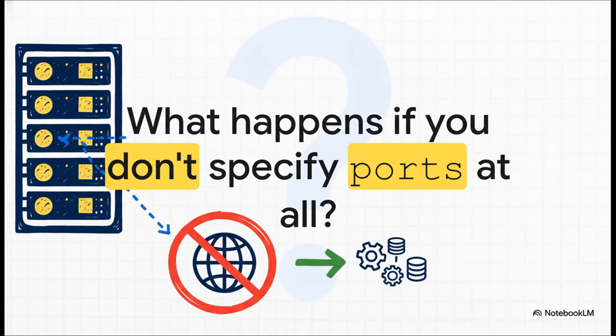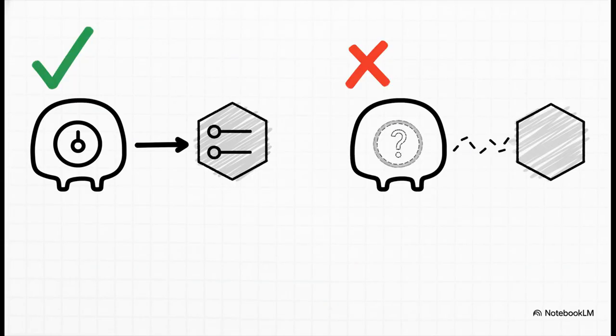Okay, so a good question comes up here. What if I just don't declare the port at all? Believe it or not, your app will still run, but you lose all that nice Kubernetes integration.